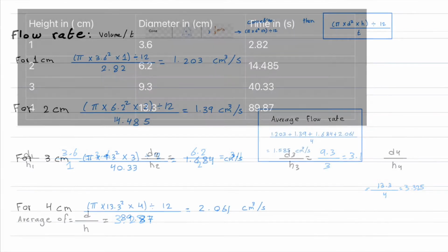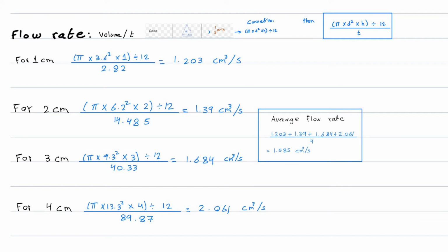Also, we calculated the flow rate of sand by using the formula volume over time. We converted the volume formula of a cone from πr²h/3 to πd²h/12. Then we calculated the flow rate for each 1 centimeter increment. Then we found the average flow rate, which is 1.585 cm³/s.